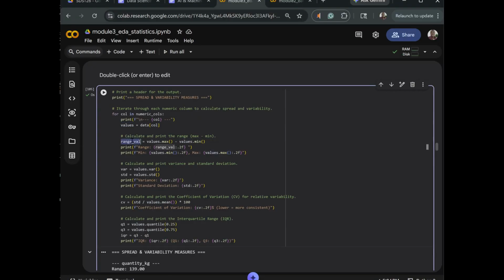Here the range value is value.max. That's what you can always get from the series data. When you say dot max, it returns the max, and dot mean returns the mean of this series data.